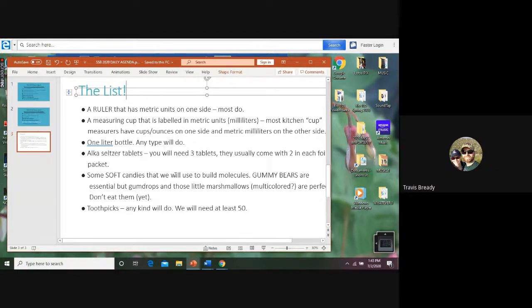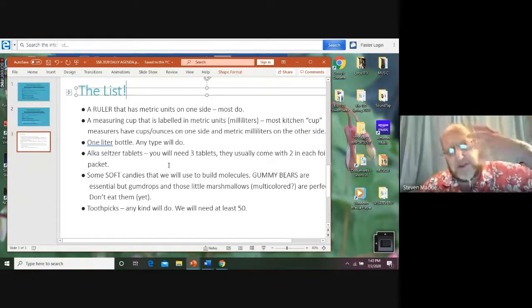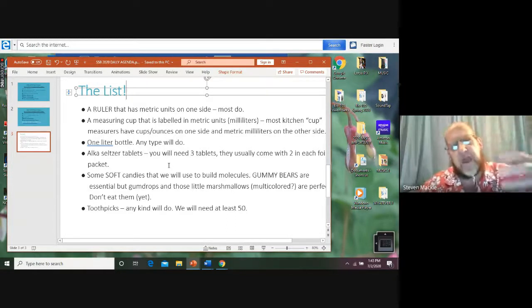Question: what's the minimum amount that we should have on the measuring cup? I have one that starts at 100 milliliters, but that seems like a lot. It starts at 100? No, that's fine, because 100 milliliters is close to 3 ounces. I want you to be able to picture milliliters and perhaps even use that cup to measure out the volume of water in an experiment that we will do. So that should be fine.